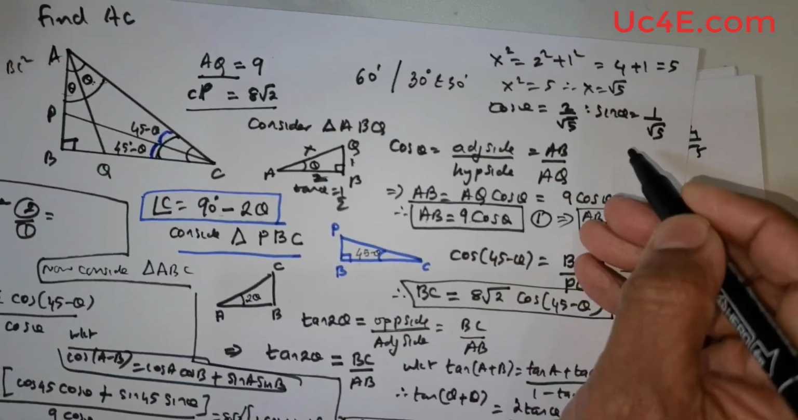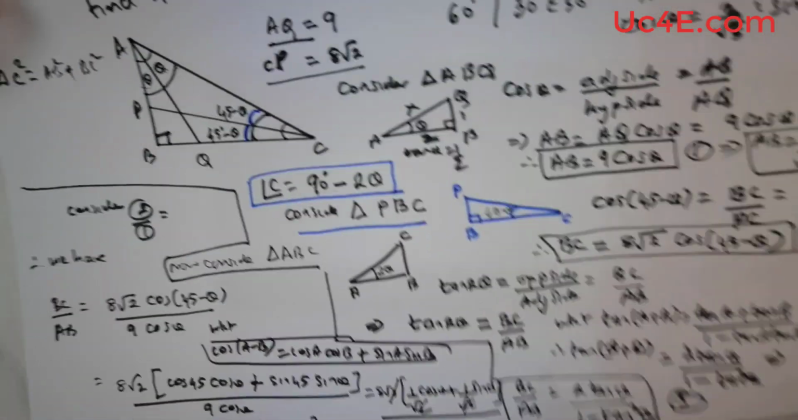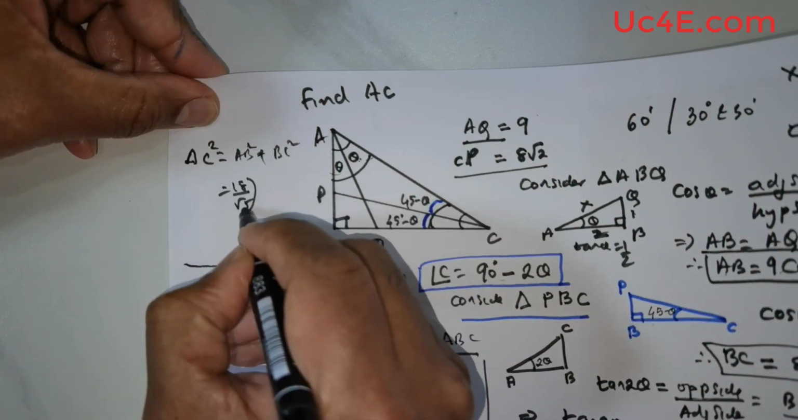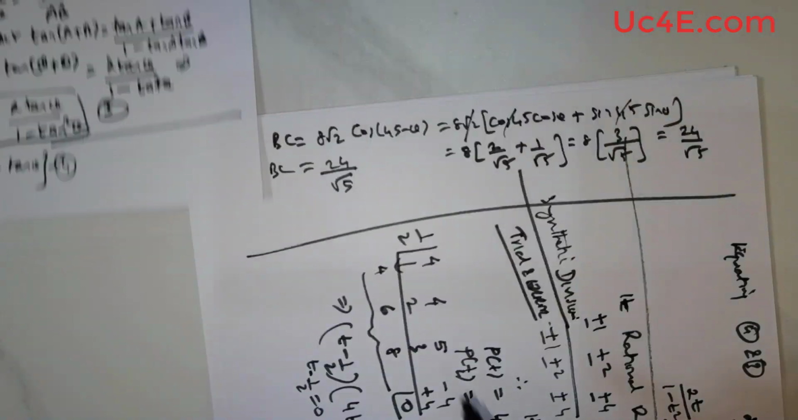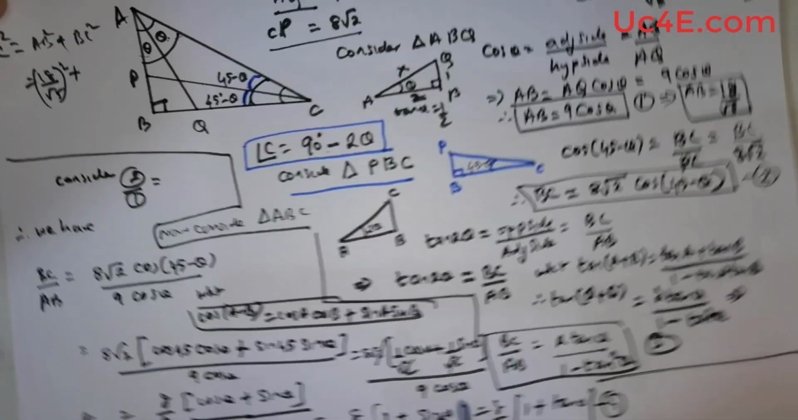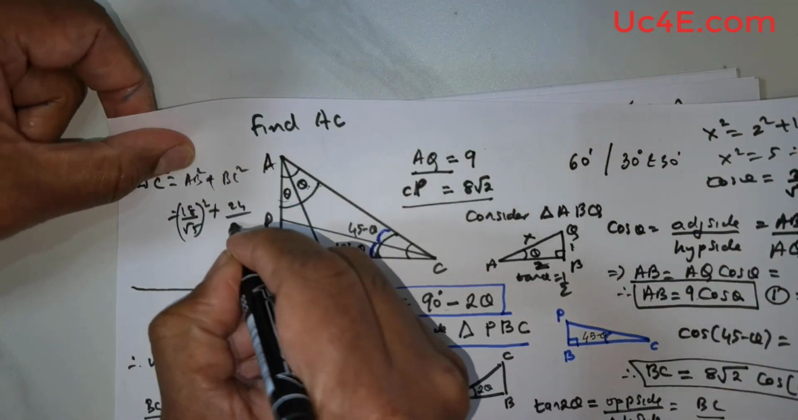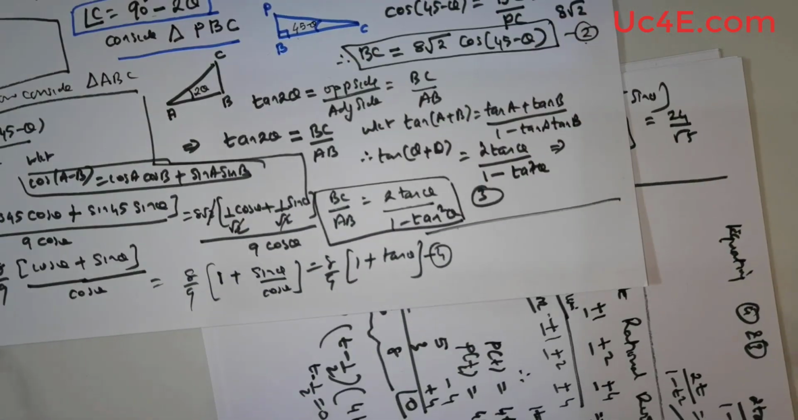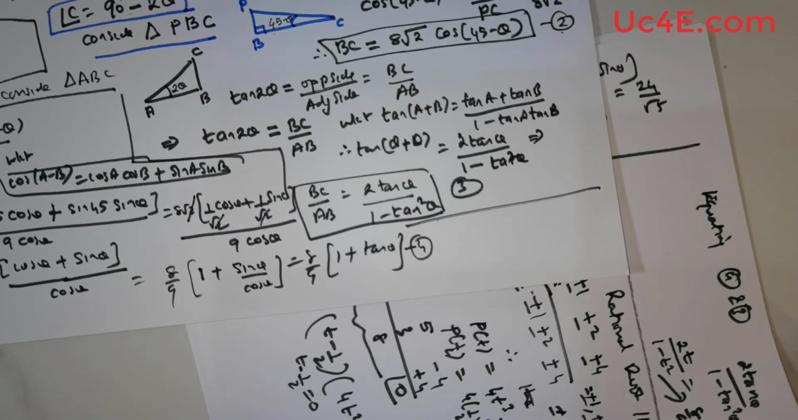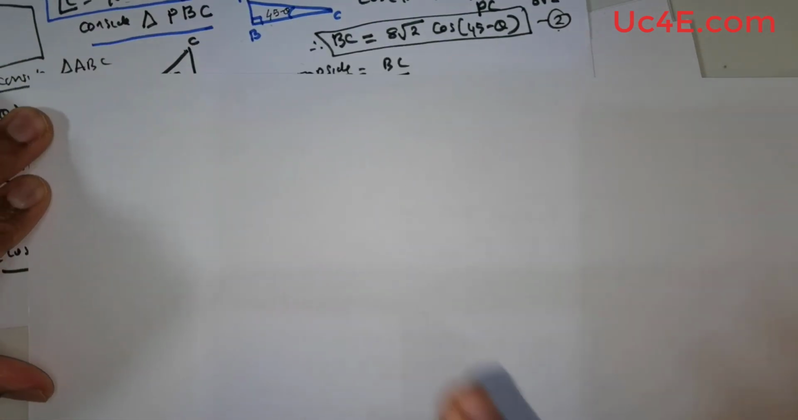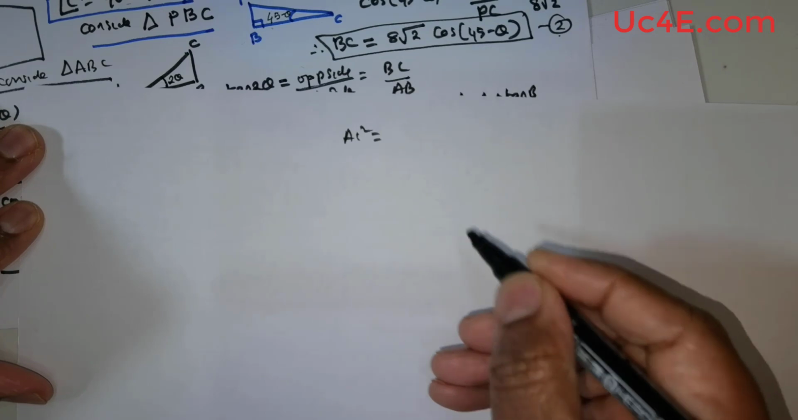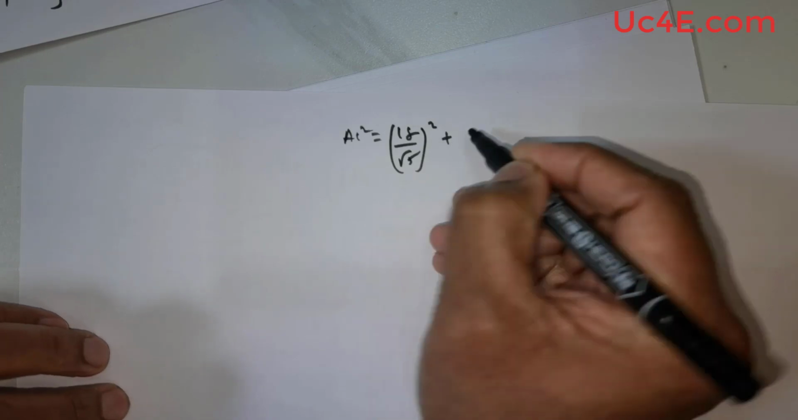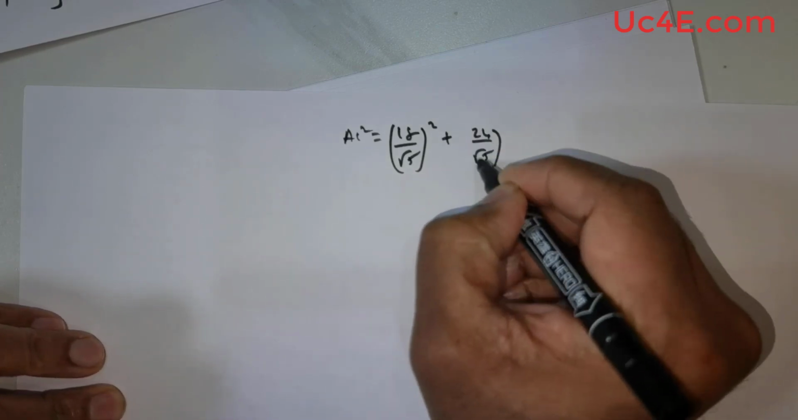Now what is AB squared? AB is 18 over root 5. So this is going to be 18 over root of 5 squared plus BC. BC is 24 over root 5. So 24 over root 5 squared. I can actually add these things up. So let me just move to the next page. So AC squared is equal to 18 over root 5 squared plus 24 over root 5 squared.